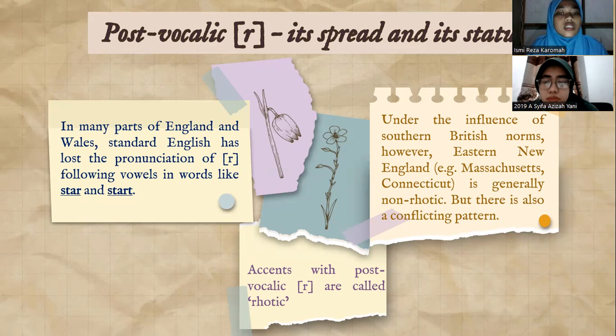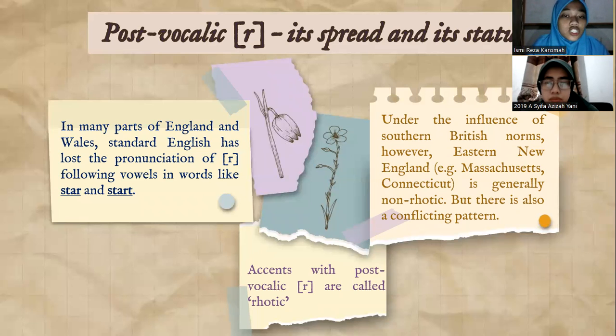However, Eastern New England is generally non-rhotic, but there is also a conflicting pattern. A survey in the 1960s found that rhoticity was increasing in New York, where it was regarded as prestigious. The pronunciation of R in English-speaking communities provides a wealth of examples of the complexity of linguistic variation and language change, as well as the arbitrariness of the form which happens to be standard in any community.